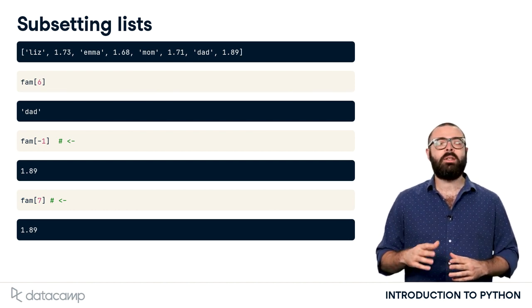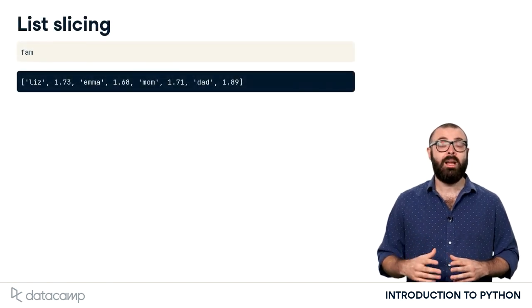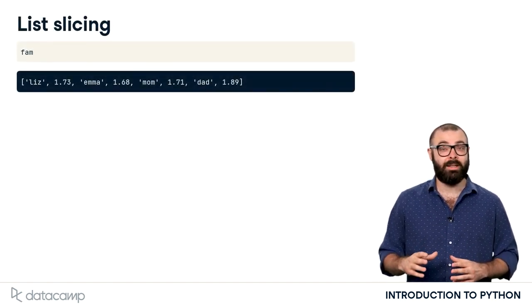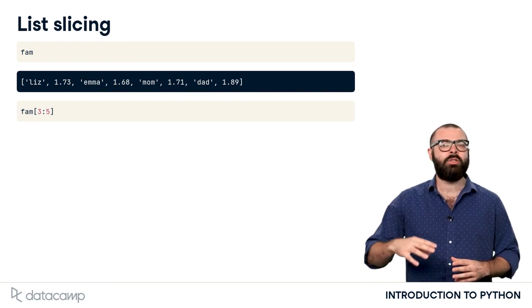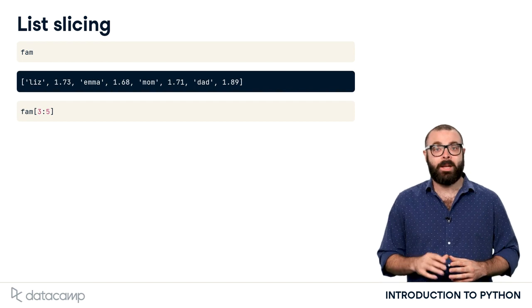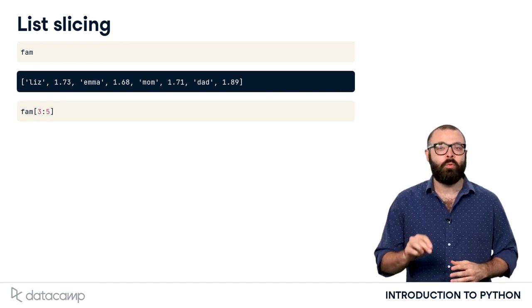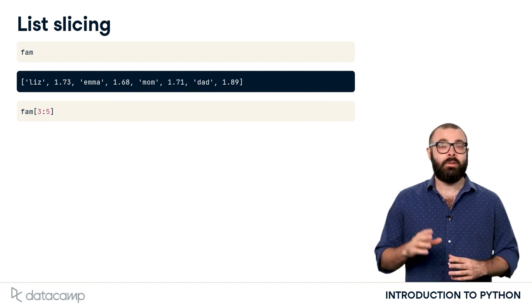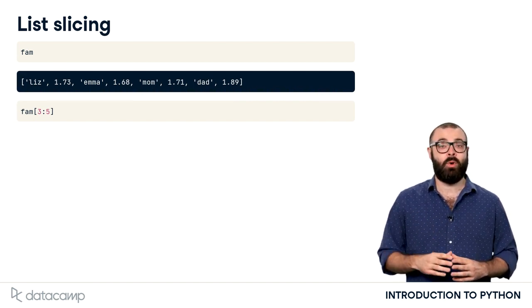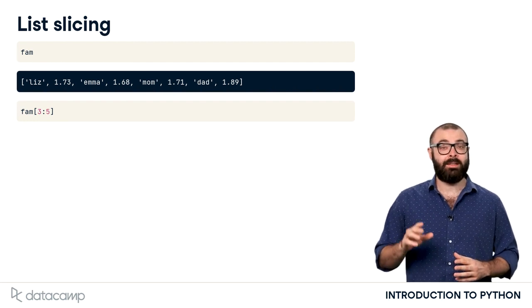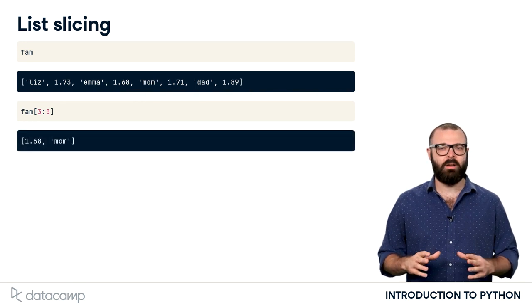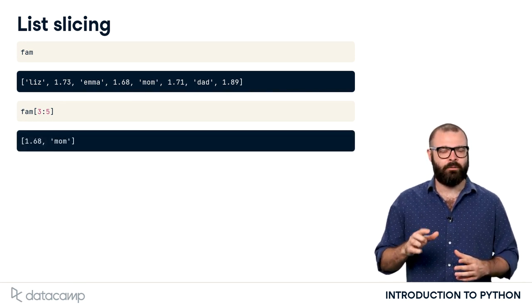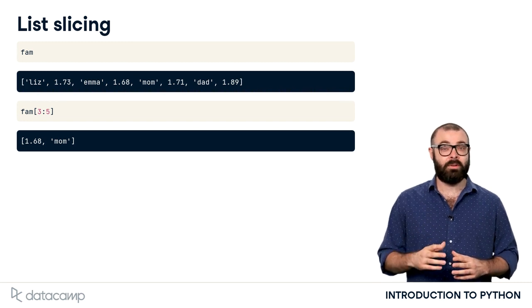Apart from indexing, there's something called slicing, which allows you to select multiple elements from a list, thus creating a new list. You can do this by specifying a range using a colon. Let's first have another look at the list and then try this piece of code. Can you guess what it will return? A list with the float 1.68, the string mum, and the float 1.71, corresponding to the 4th, 5th, and 6th elements in the list, maybe? Let's see what the output is. Apparently, only the elements with an index 3 and 4 get returned. The element with index 5 is not included.